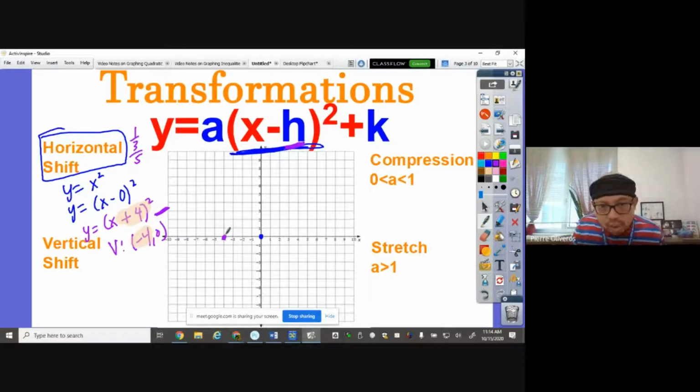So go from the vertex up 1, over 1, up 3, 1, 2, 3, over 1. And then reflection on the other side, and make your U shape. Kaboom. So if you notice, the graph shifted to the left by 4 units because it's positive 4 there. So what do you think will happen if the question is y equals x, say, minus 3 squared?